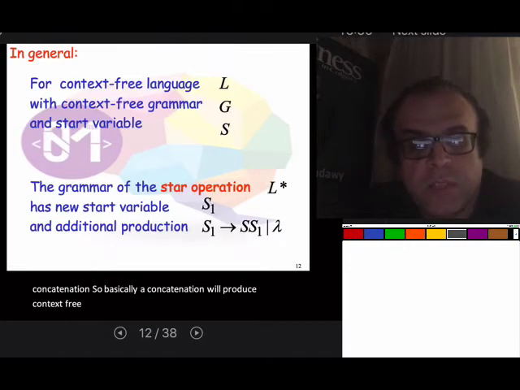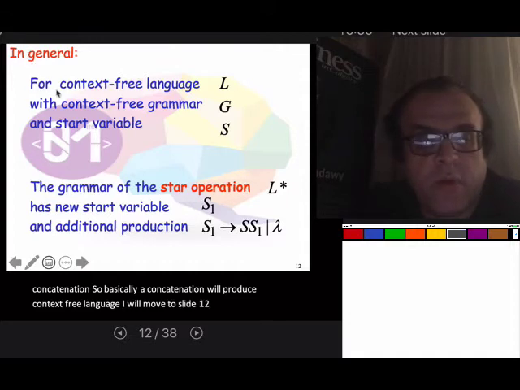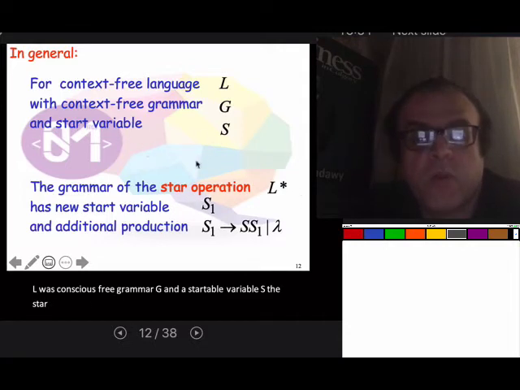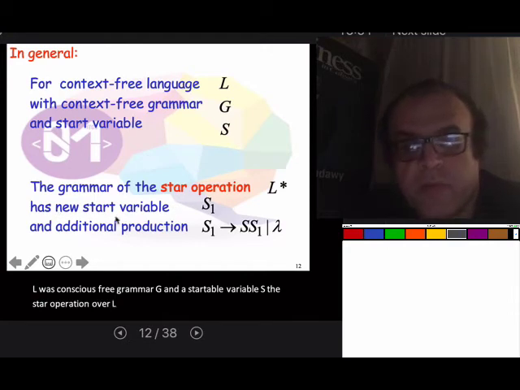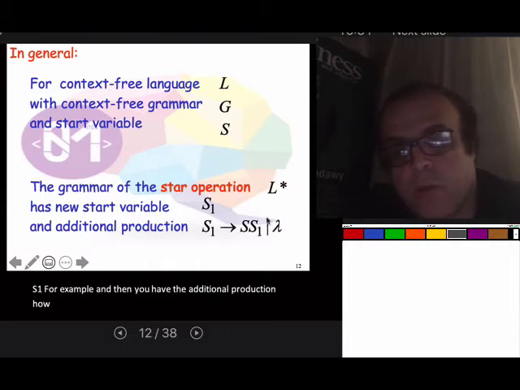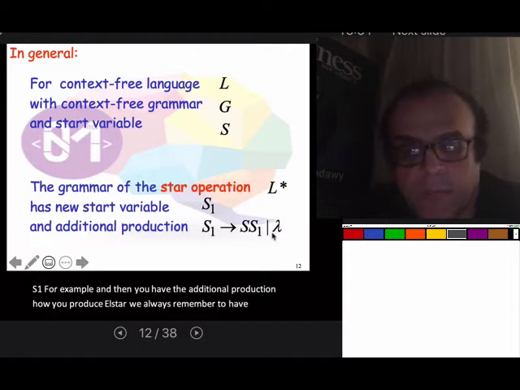I will move to slide 12. In general, for a context-free language L with context-free grammar G and the starting variable S, the star operation over L will produce a new variable S1, for example, with an additional production that produces L star. We always remember to include the empty string, lambda.